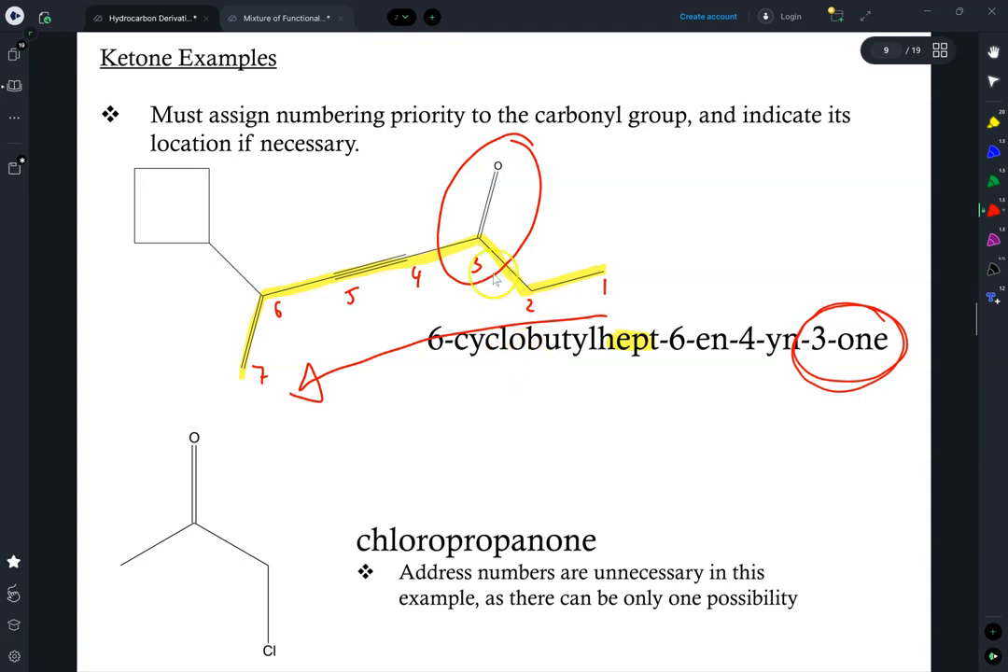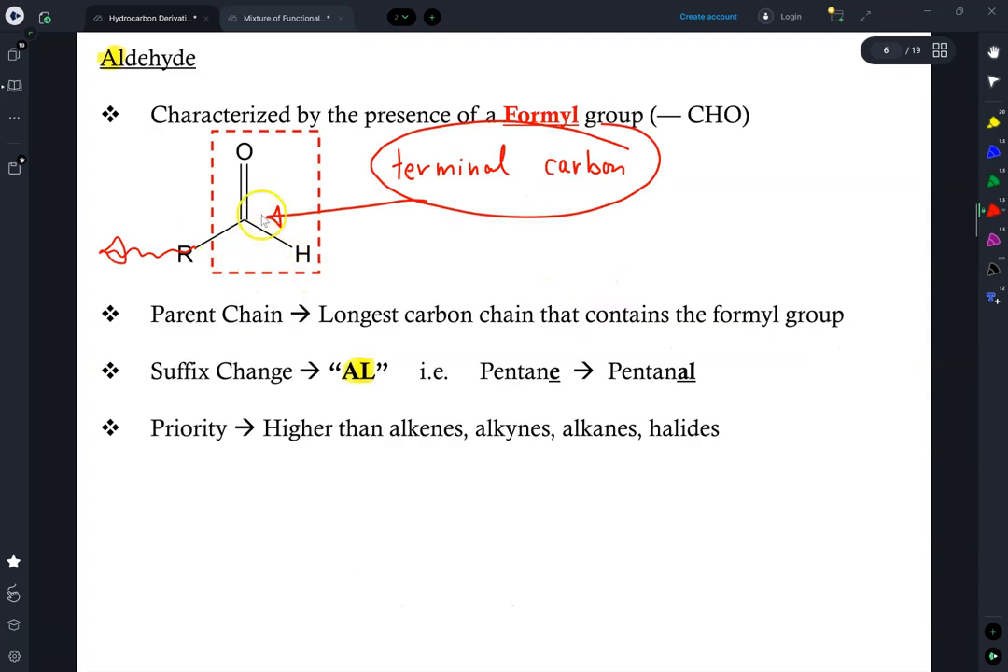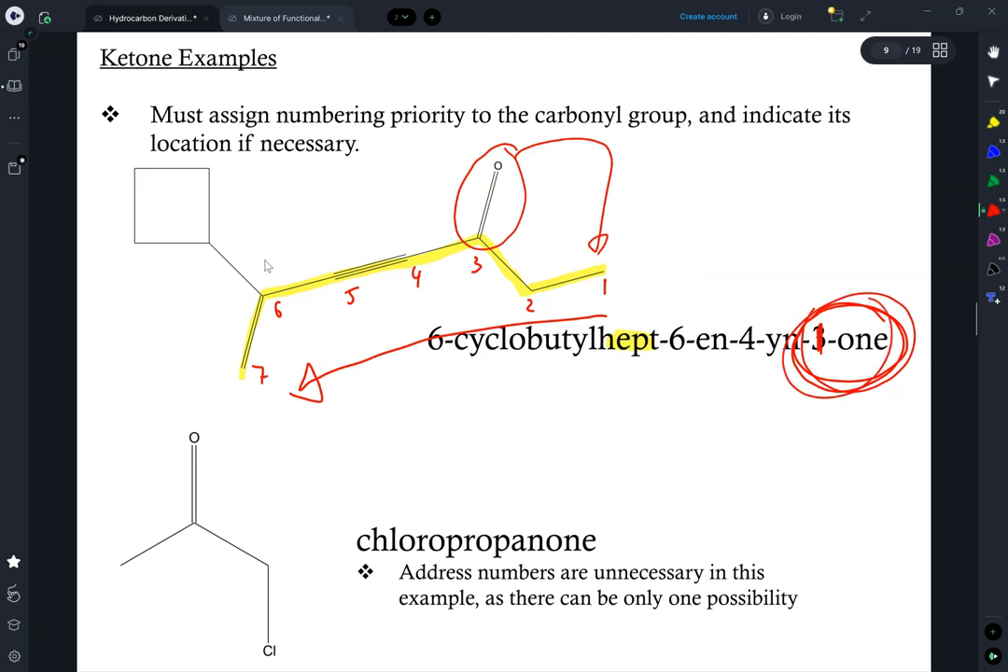In this case, it is placed on the number 3 carbon, so that's why it's 3-one. But it could have just as easily been placed on the number 2 carbon, in which case you would call it 2-one. Now, putting it on the number 1 carbon is not possible, so you never see a 1-one, because the moment you put it there, it's now a terminal carbon. And because the C-O is on a terminal carbon, it would now be an aldehyde and not a ketone. Alright, so 1-one is never going to happen.